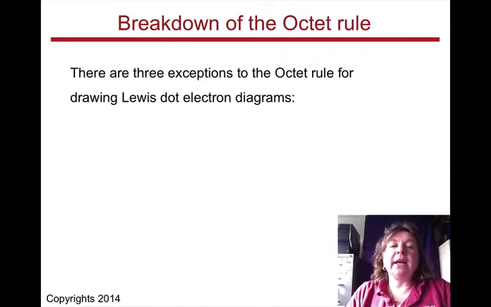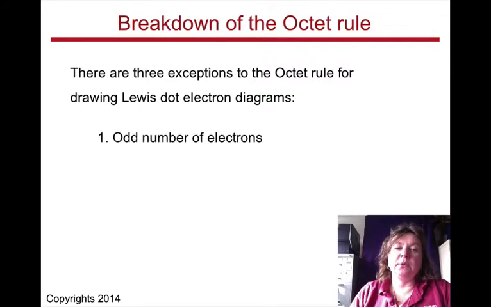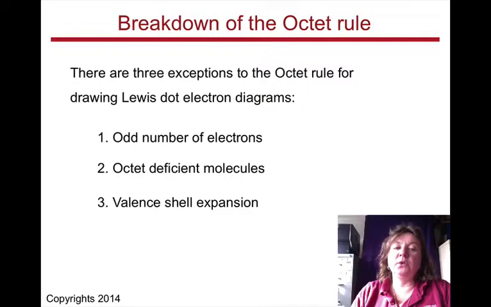So now let's look at exceptions to the octet rule. There are 3 exceptions to the octet rule for drawing Lewis dot diagrams. 1, if you have an odd number of electrons. 2, if you have octet deficient molecules. Or 3, if you have an example of a valence shell expansion, which we've already taken a look at briefly.